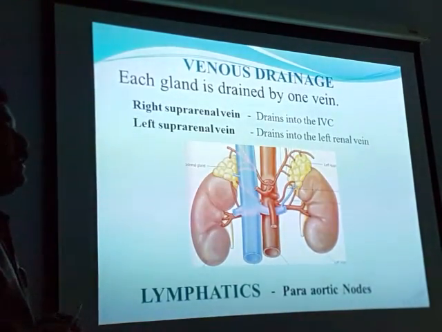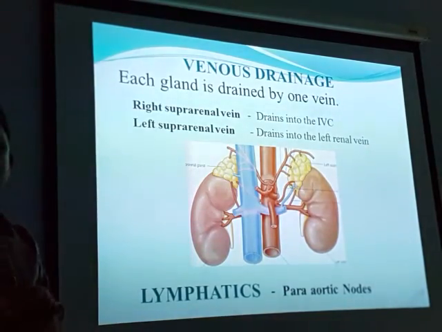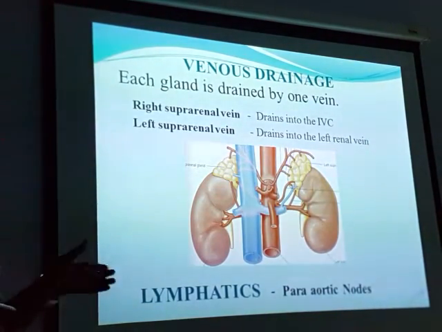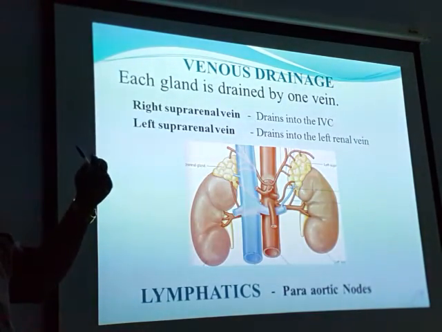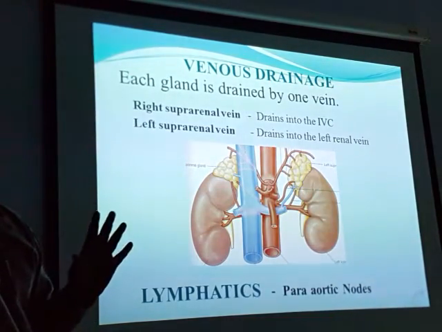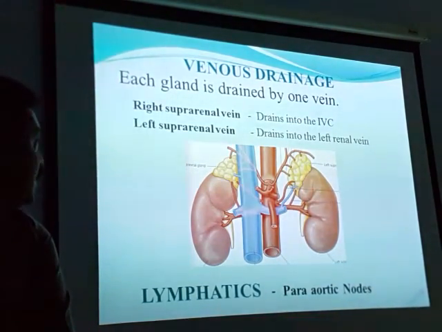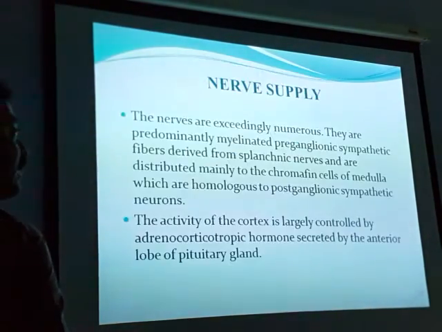About the lymphatic drainage of the suprarenal gland: lymph from both the suprarenal glands drains into the para-aortic group of lymph nodes. On either side of the abdominal aorta there are the para-aortic lymph nodes. This is about the venous drainage and the lymphatic drainage of the suprarenal glands.